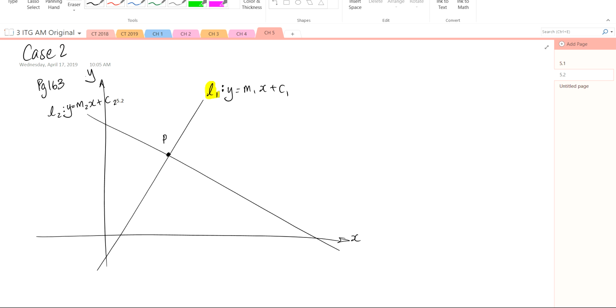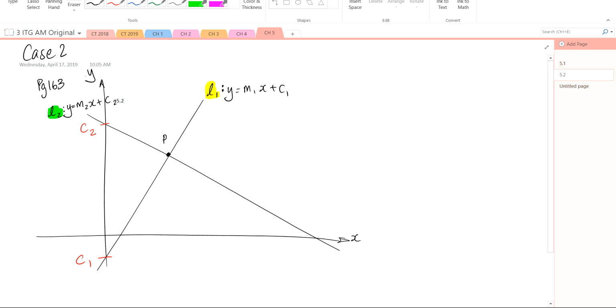Okay, what can you tell me about c1? C1 is negative, right? Why? Because this is c1. Get it? Then I've got another line, called line number 2. Line 2 has an equation of y equals m2x plus c2. What can you tell me about m2? It is negative. Good. What can you tell me about c2? Positive. Where is c2 in my graph? Alright so far?